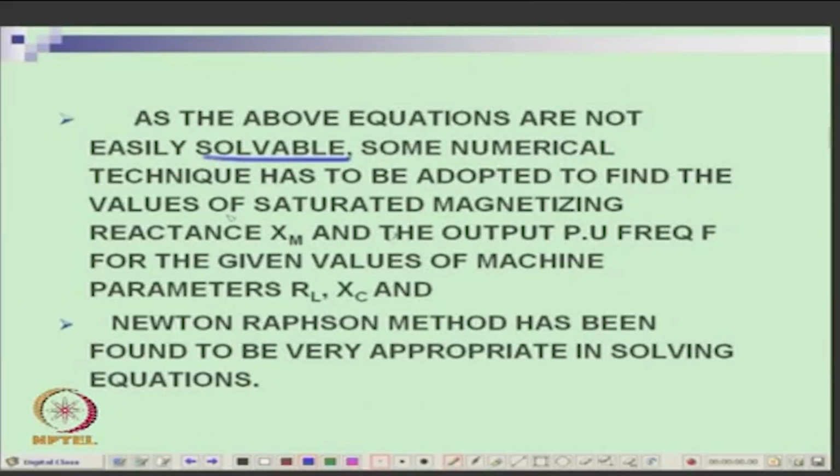Oh, sorry. Now, these are not solvable, two simultaneous nonlinear equations. Therefore, one of the methods which is considered suitable is the Newton-Raphson method. I think you are all aware of the Newton-Raphson method, okay, which is used for solving nonlinear simultaneous equations, okay.